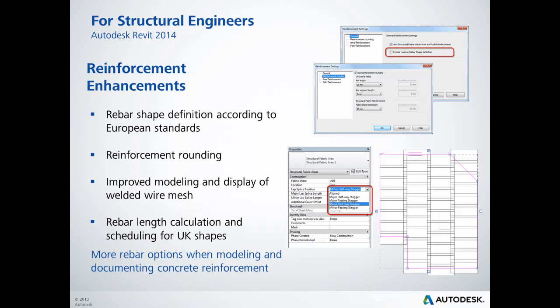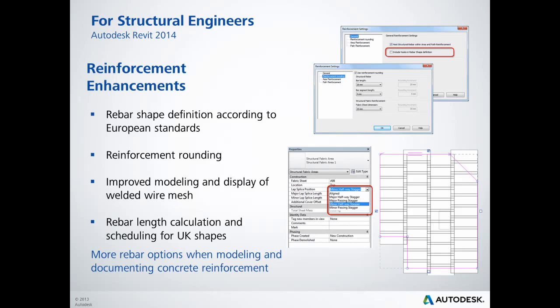Also, in this release, the reinforcement rounding functionality has been added to the Revit environment. You can now specify rounding parameters for structural rebar, for bar length, for bar segment length, and structural fabric reinforcement. This can be set in the Reinforcement Settings dialog box.